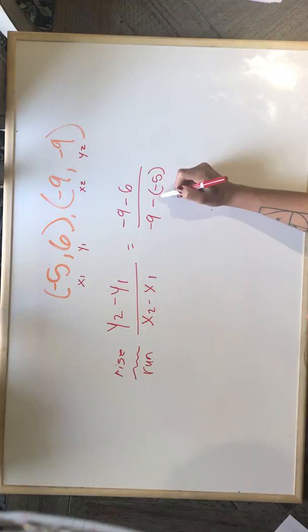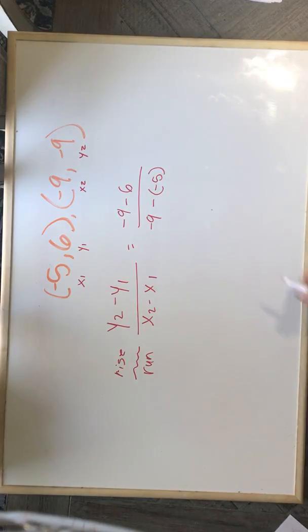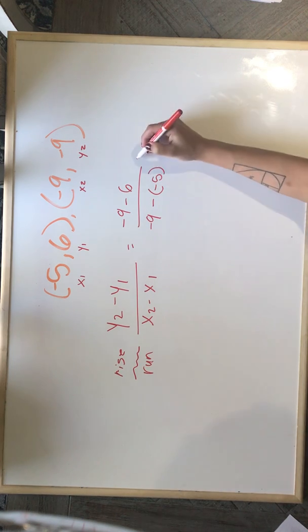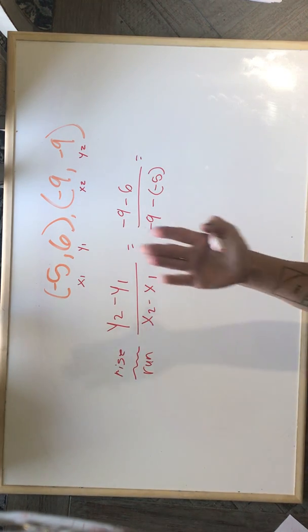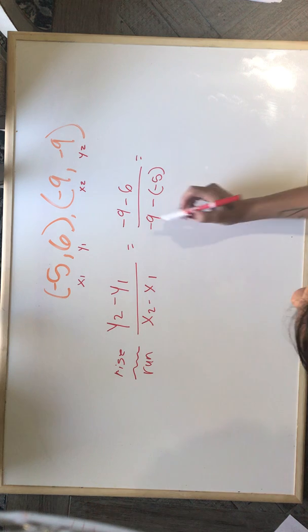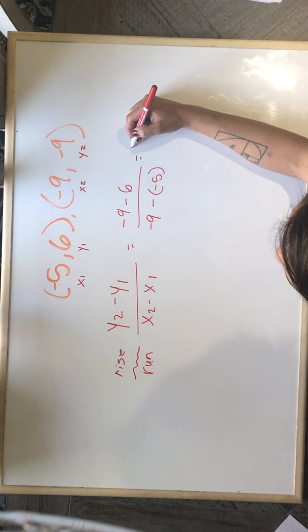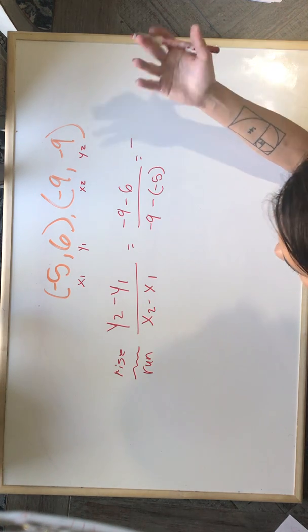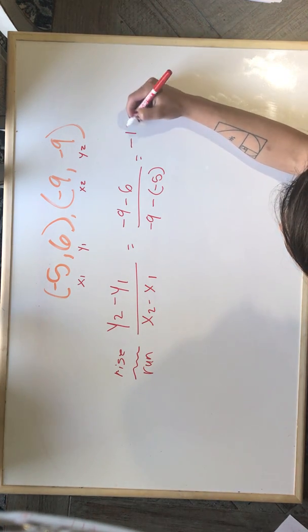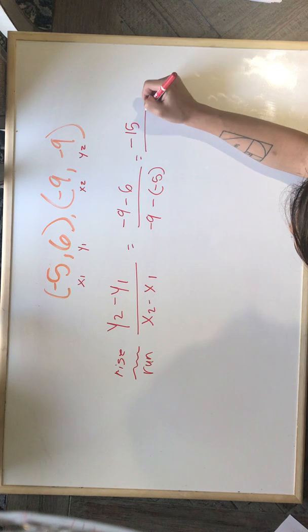I already want to jump ahead and show you my little trick. -9 minus 6: same signs, add and keep. So we will add those and keep the sign. 9 plus 6 is 15. We're keeping the sign negative.